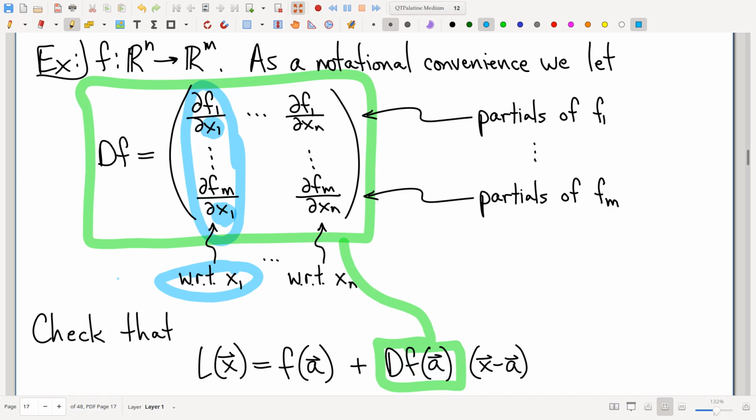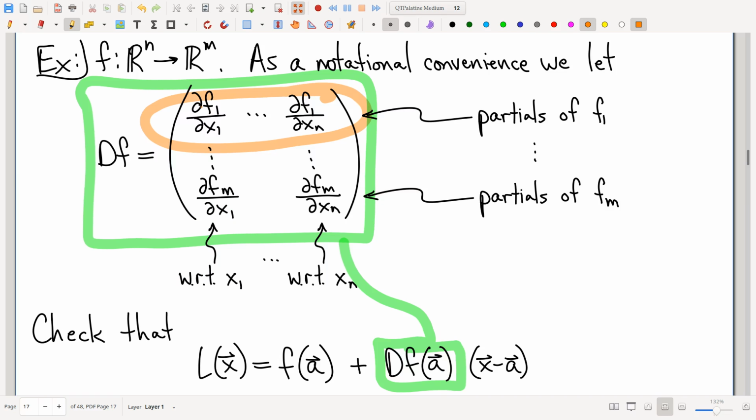Okay. Now, the rows also have a different pattern. Let's look at this row right here, the first row, and we're taking partials with respect to x1, x2, x3, etc. It's a bunch of different variables. This does not correspond to any particular input variable, but I'm taking the partial of the first output variable consistently across this row. So rows correspond to output variables. Columns correspond to inputs, rows correspond to outputs.